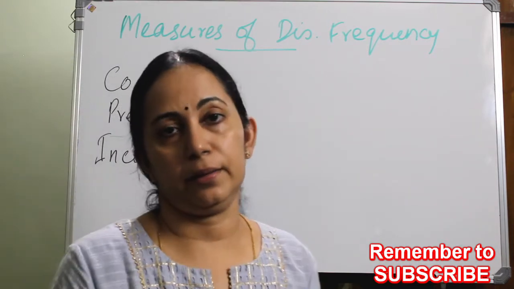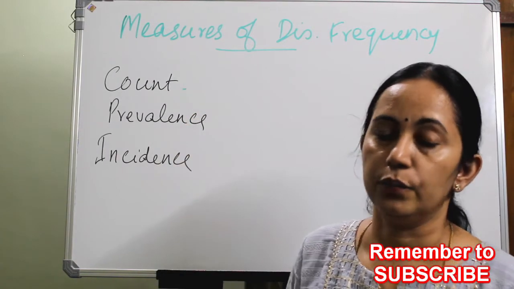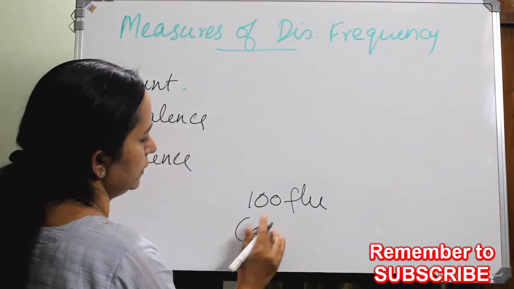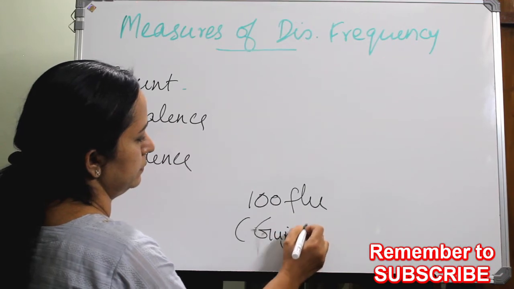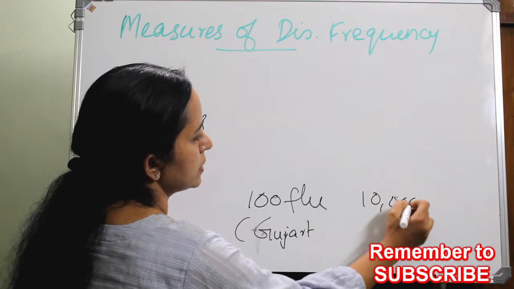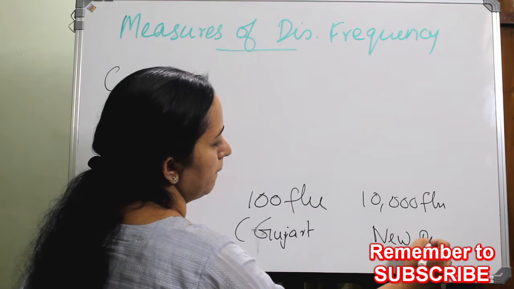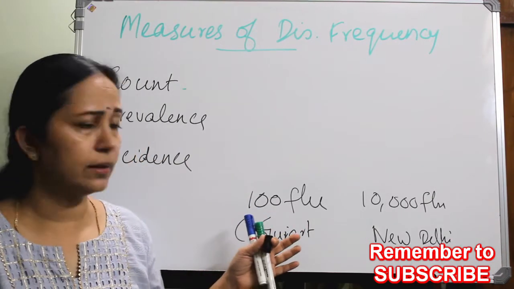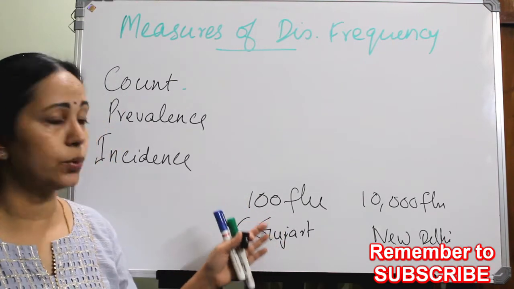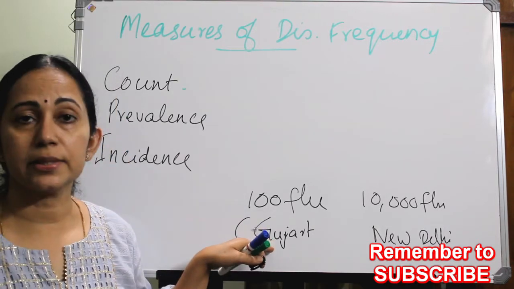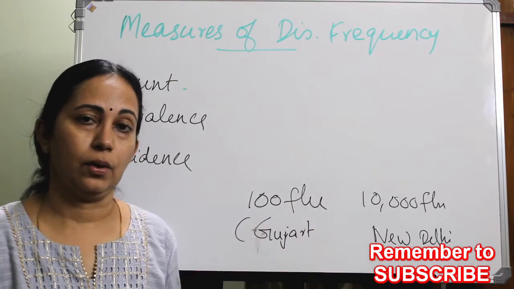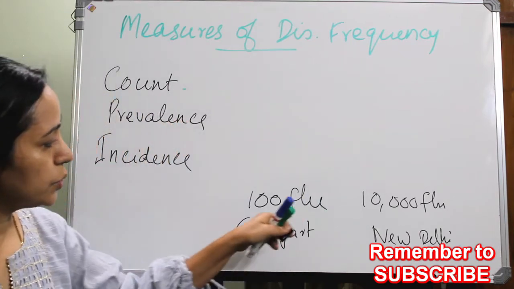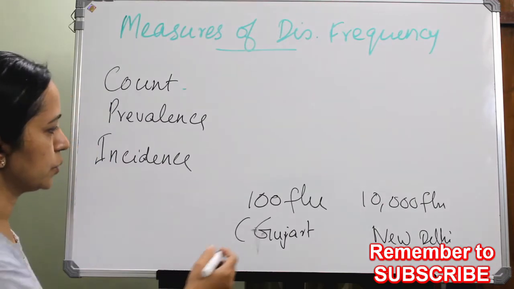And if we want to compare two populations, this count becomes less useful. For example, there were 100 cases of flu in Gujarat, and 10,000 cases of flu in New Delhi in a particular period of time. So we cannot get an idea or compare this, because we don't know the number of people present in Gujarat, and also the number of people present in New Delhi. Out of how many people they got 100, we don't know, and out of how many people they got 10,000, we don't know. So to compare this, we want a denominator. Okay, so there should be a denominator.